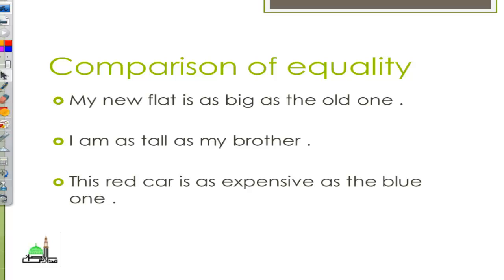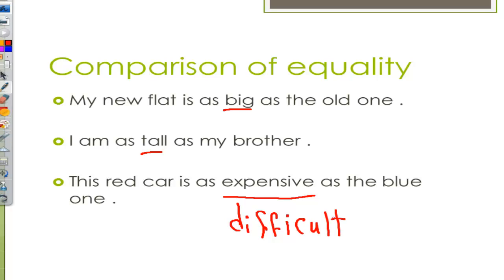This red car is as expensive as the blue one. So not just with the short adjectives, but also with long adjectives: expensive, dangerous, exciting, interesting, difficult. The same idea: as. We don't need to add anything to the adjective. This red car is as expensive as the blue one means that they have the same price.